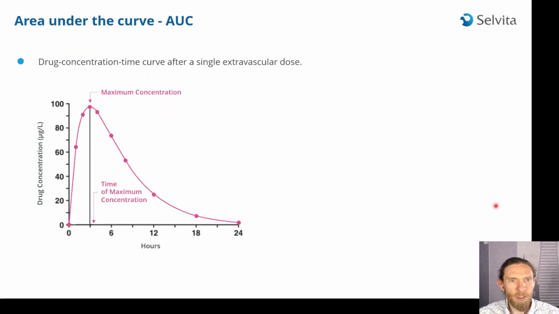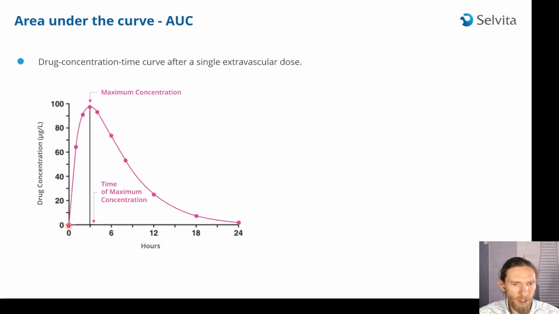Now let's move on to the area under the curve. Area under the curve represents the total drug exposure after a single extravascular or intravascular dose. It may seem quite complex, but let's describe it in detail. So on the plot, we have changes of the drug concentration after administration with time.